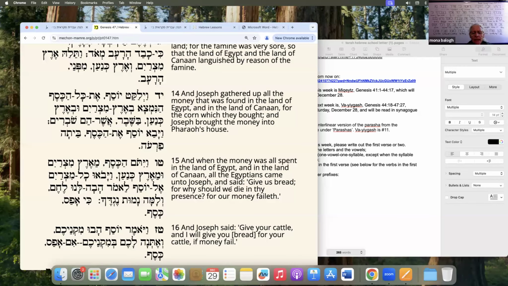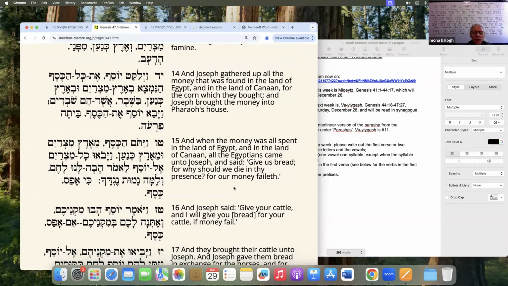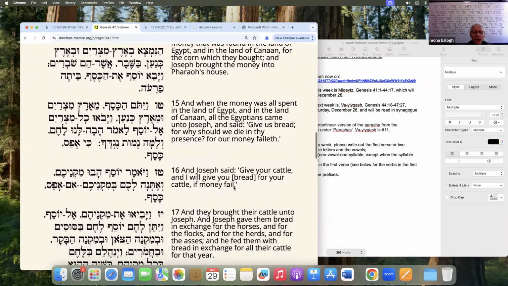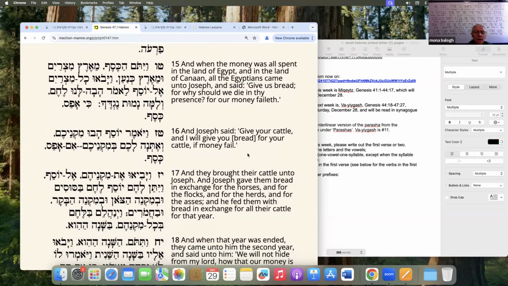And when the money was all spent in the land of Egypt and in the land of Canaan, all the Egyptians came to Joseph and said, "Give us bread, for why should we die in your presence? For our money fails." Joseph said, "Give your cattle, and I will give you bread for your cattle if money fail." Here comes a great money grab by Pharaoh by means of Joseph. Okay, not just money, but everything, possessions, including souls.